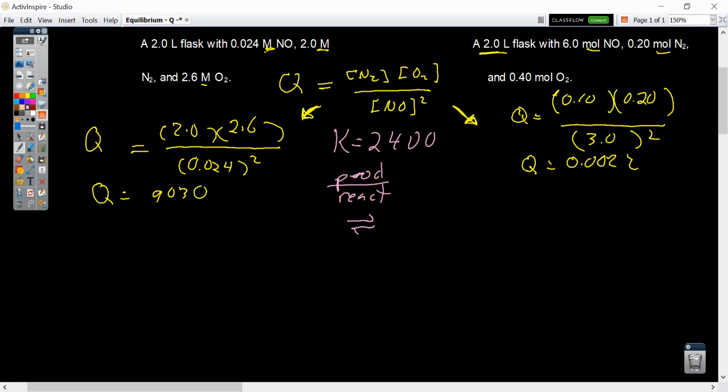Question is, which one? Well, in number one over here on the left, this is going to be number one. This is number two. And number one on the left, Q is greater than K. So that means the products are greater than the reactants, which means we have more products than we need at equilibrium. If we had the right amount of products to achieve equilibrium, we would have been at equilibrium. So Q is greater than K, we have more products. On the right over here, Q is less than K, so we have more reactants.